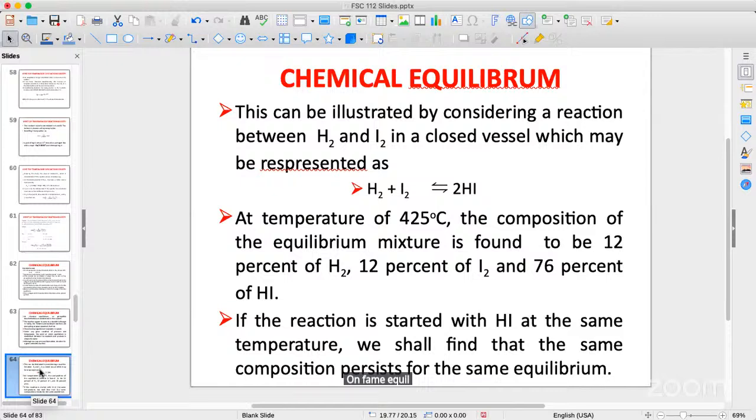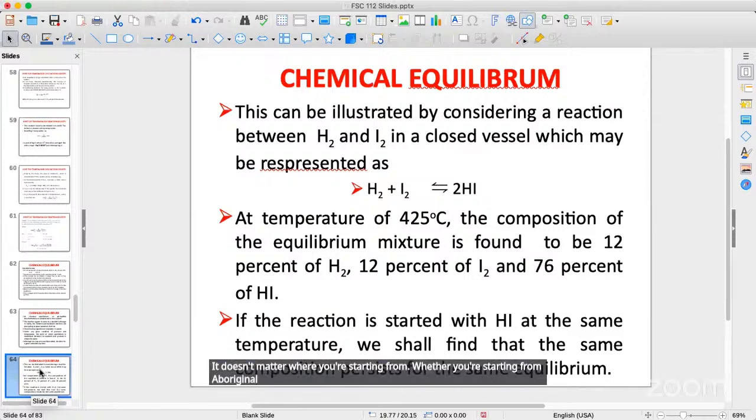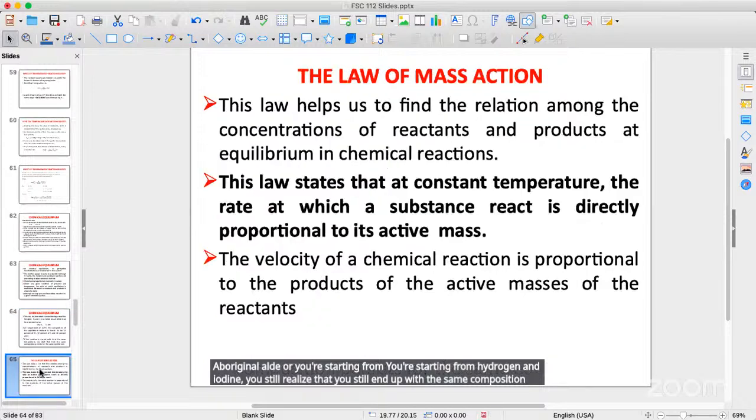It doesn't matter where you're starting from, whether you're starting from hydrogen iodide or you're starting from hydrogen and iodine, you still end up with the same composition at equilibrium.